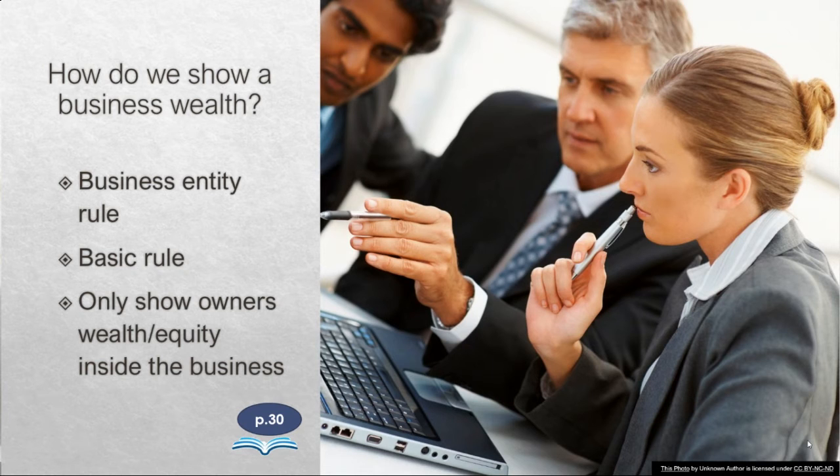You do not look at the owner outside of the business. The owner outside is a separate legal entity. So you just look at what money they've physically put into their business when you work out the equity for the business. Now, last year they actually asked a lot of students to explain this business entity rule.